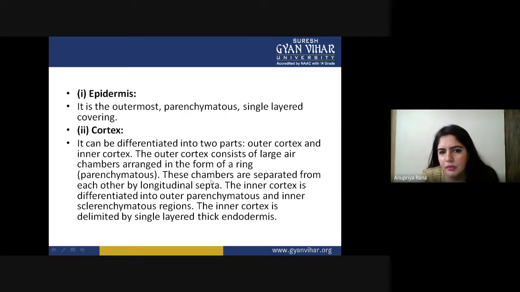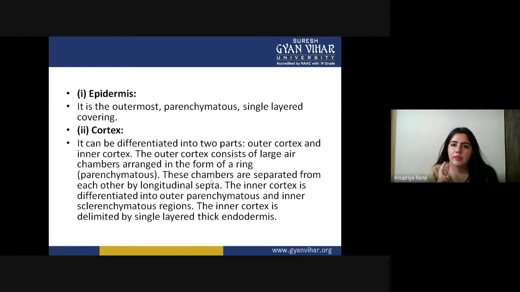The epidermis is a simple, outermost, parenchymatous single-layered covering. The cortex is differentiated into parts, not three, sorry, there are just two parts here, outer and inner. The outer cortex consists of whole air chambers. The inner cortex is differentiated into an outer parenchymatous and an inner sclerenchymatous zone. The outer cortex is totally responsible for collecting the air.